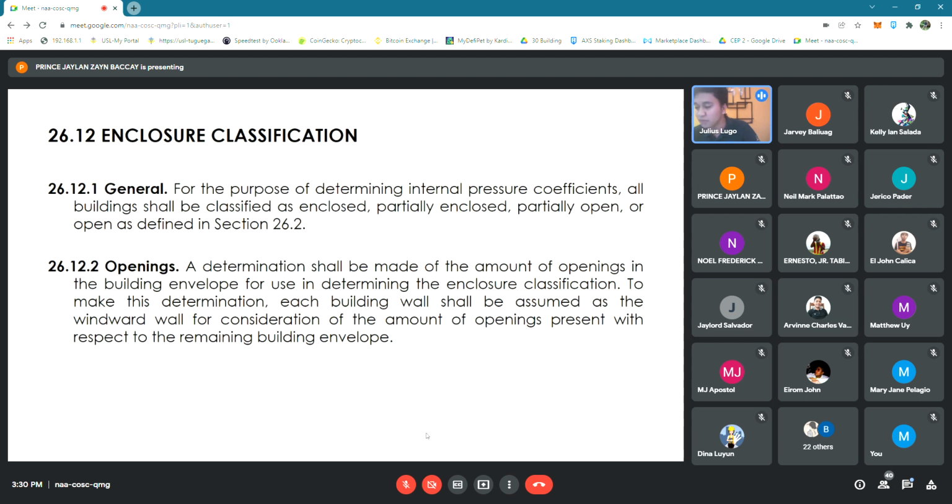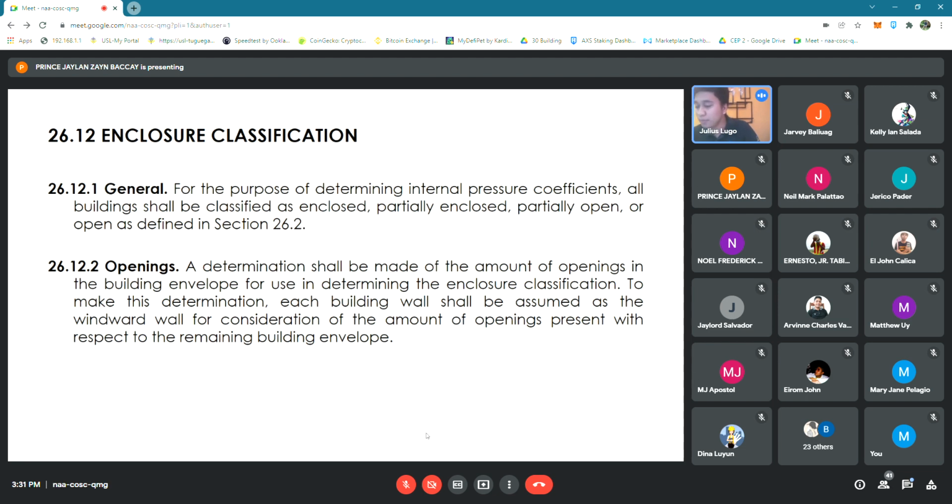Okay. So, next is enclosure classification. Okay. So, how enclosed is the building? Okay. What's the ratio between the area of the opening with respect to the gross surface area of the building? Okay. So those are what we pertain to as enclosure classification. Okay. So kailangan natin yung i-consider in determining the wind loads. Okay.